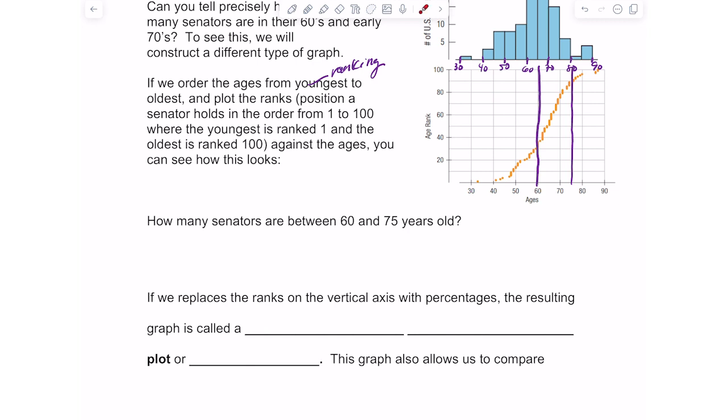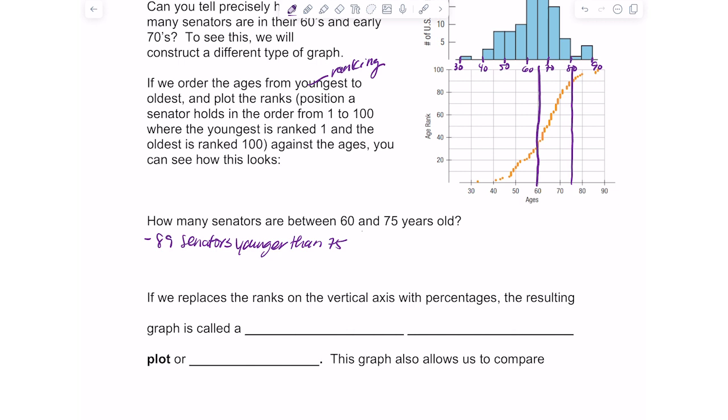It's easy to count how many senators are younger than 75 because I have just a few that are older than 75, right? Like a 76-year-old looks like they rank about 90th. Okay, so that would be like 76 and their rank would be 90. So that just tells me that there's 89 younger senators than 75, right? Because they're ranked 90.